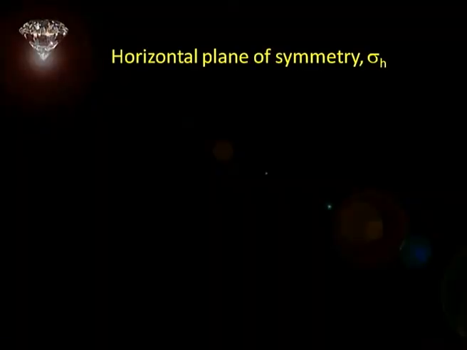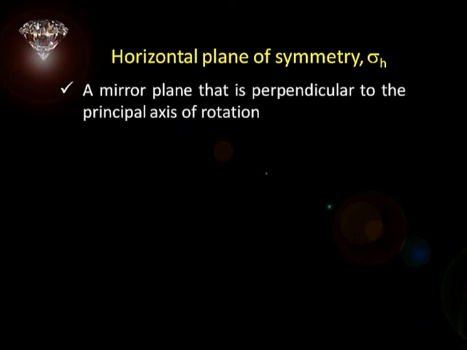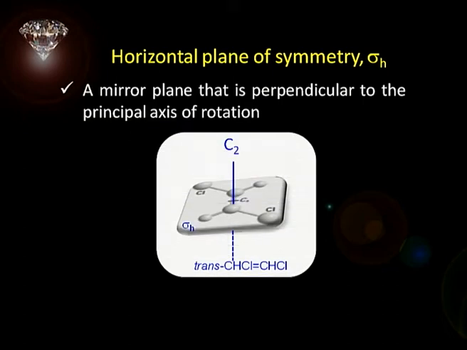Let us move on to yet another class of planes of symmetry, called the horizontal plane of symmetry, which is symbolized as sigma h. This is a plane that is perpendicular to the principal axis of rotation. Let us take the example of trans-1,2-dichloroethene. Look at the molecule here. It is a flat planar molecule, and there is a C2 axis as shown here. That means if I rotate this molecule by 180 degrees along this axis, I will get the molecule back.